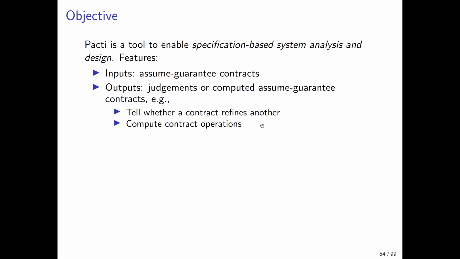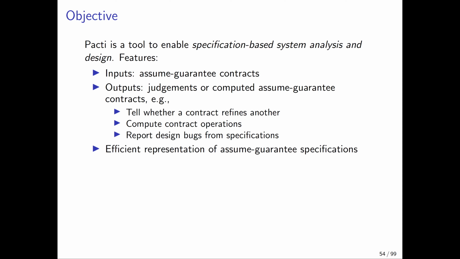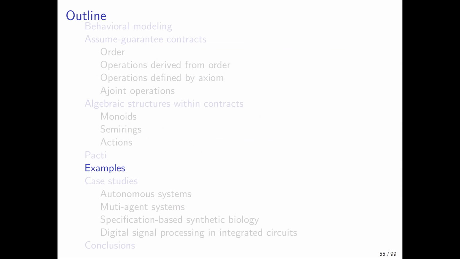So you give it, for example, specifications of subsystems. You want to build a system out of those objects. It will tell you what the system specification is. It also has an application to finding bugs from specifications. The objective was to be efficient. Pacti was really aimed to enable design space exploration using specifications, and in order to do this, efficiency was a main concern. We can go straight to some examples now in order to see how we envision specification-based design being used.